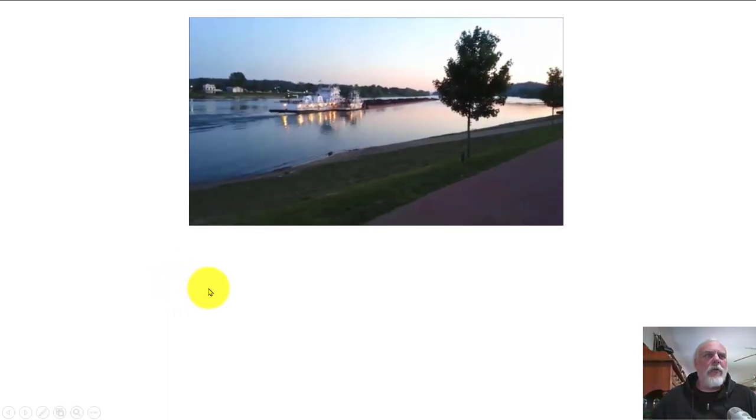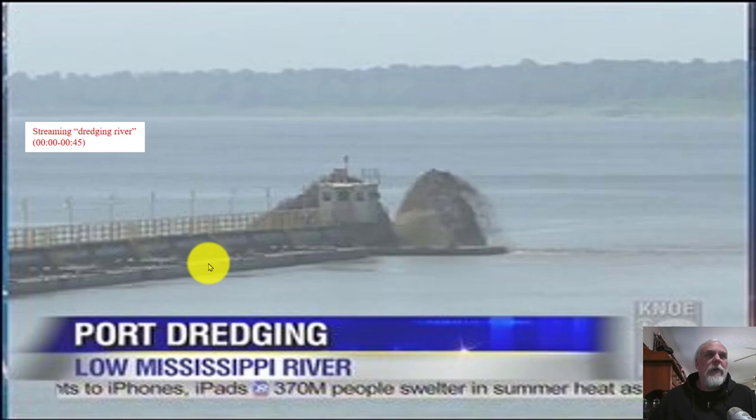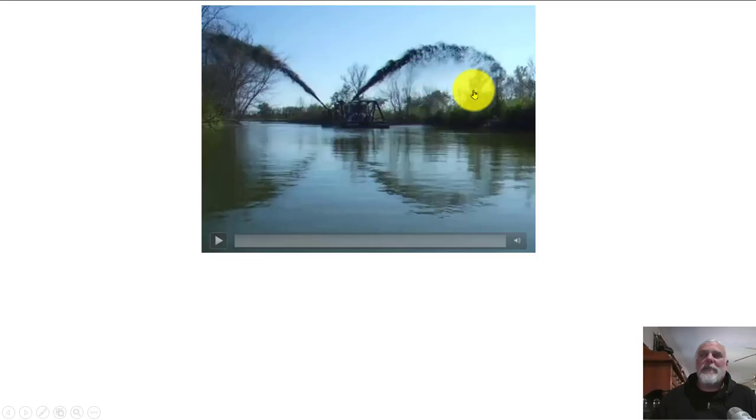All right, that was cool. So you saw that coal being moved down the river. This coal might have been mined in West Virginia or southeast Ohio, and it's being brought down the Ohio River through Cincinnati and then maybe even to the Mississippi River and somewhere else. Here's what people do if there's too much sediment in the river. This is called dredging. This reminds me a lot of a snowblower, if you've ever used one. But in this case, it's a snowblower for mud.